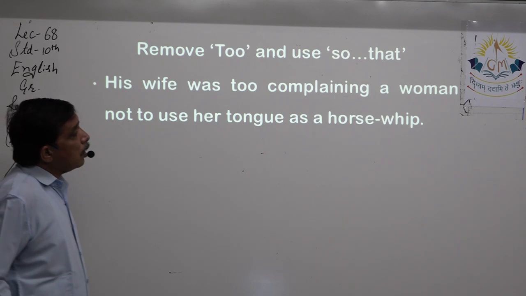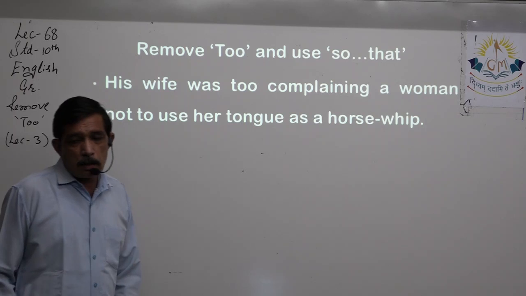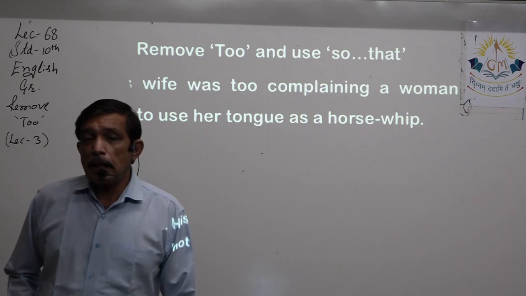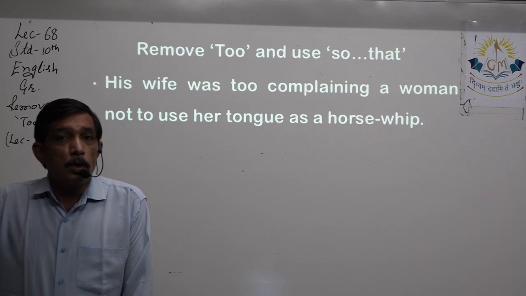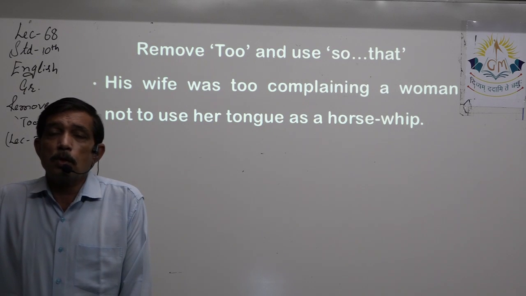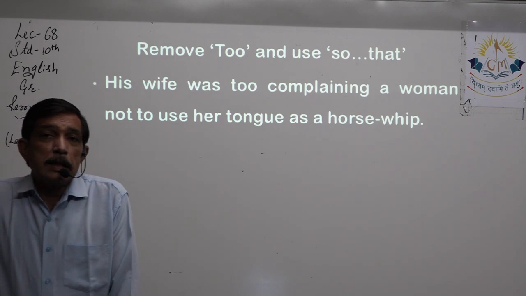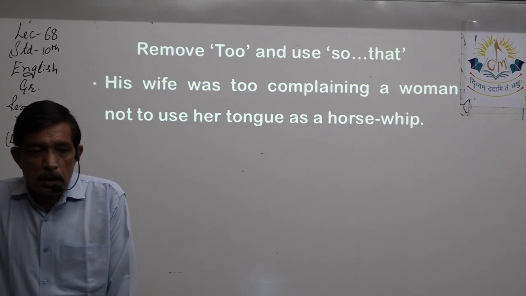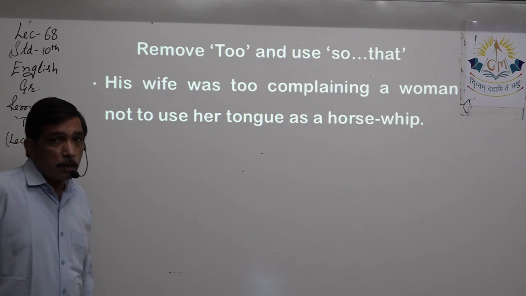She was too complaining a woman not to use her tongue as a horsewhip. To is there, negation is there. Very simple. Remove to, use those, so that, and also remove the negation and make the sentence affirmative. It's quite an easy sentence, so please try, please write. It is quite a long sentence.